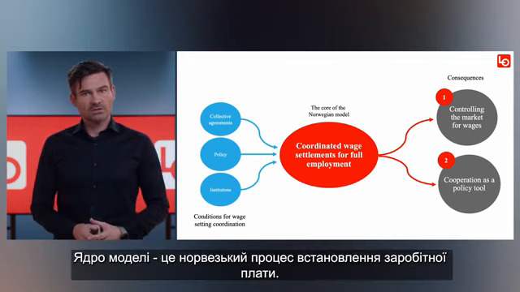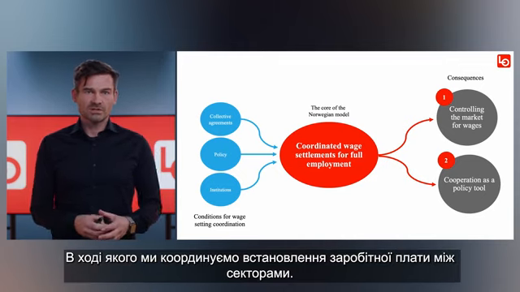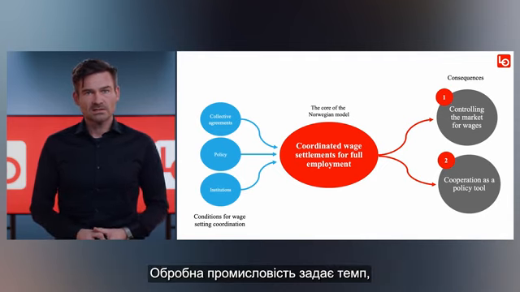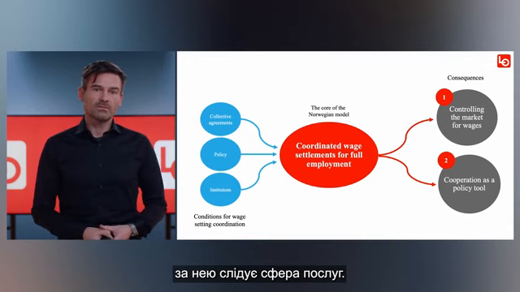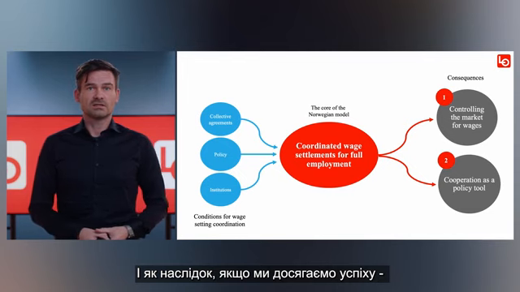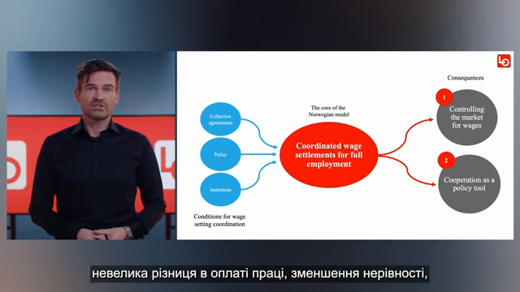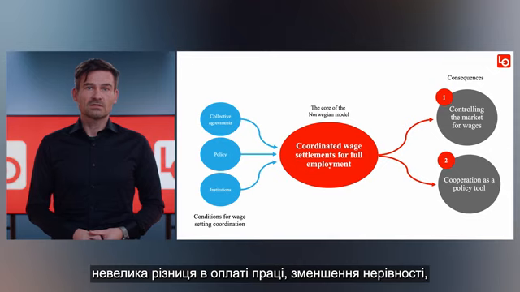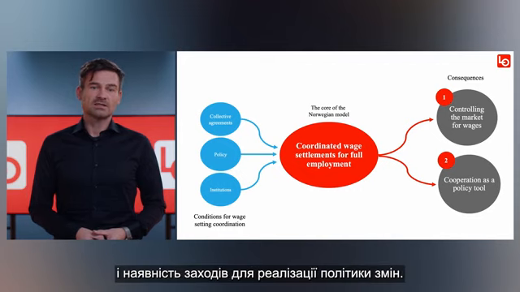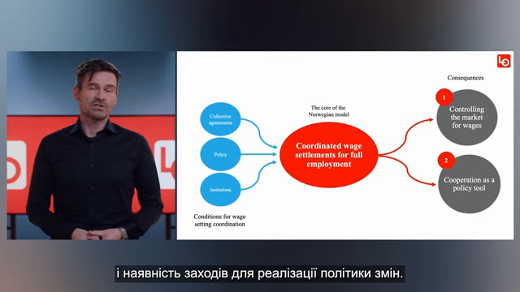The core of the model is Norwegian wage setting, where we coordinate wage setting across sectors, and the manufacturing industry sets the pace, and the service sectors follow. And the consequences, if we can manage this, are small wage differentials, small inequality, producing high economic growth, and a measure for implementing policies for change.